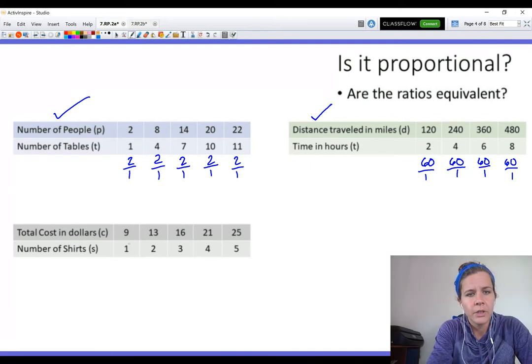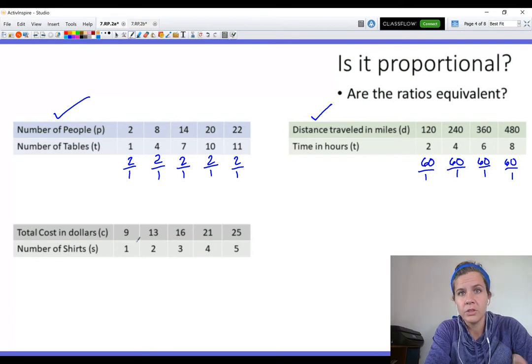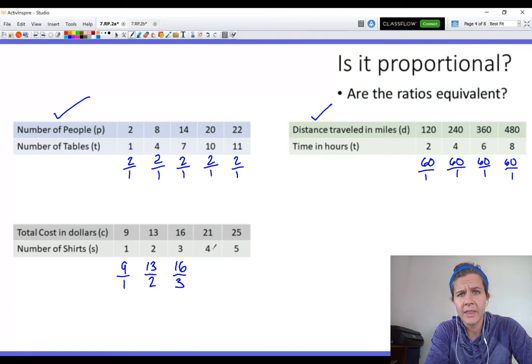Cost in dollars. Well, let's see if we can simplify it. We may not get to a unit rate, but let's just try and simplify this ratio to its smallest form. 9 to 1, we can't really simplify that. It stays 9 to 1. 13 to 2, those don't have any common factors, so we can't simplify that anymore. It stays 13 to 2. 16 to 3, we can't simplify that anymore. No common factors, so we're left with 16 to 3. 21 to 4, we can't simplify that any farther. No common factors, we're left with 21 to 4.